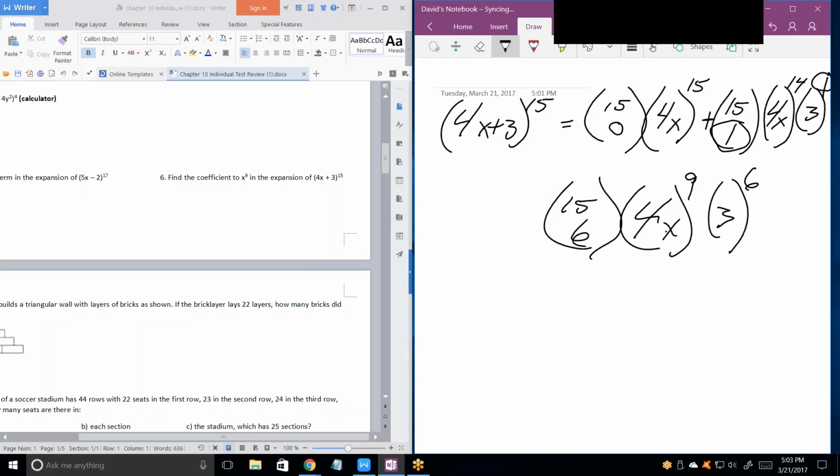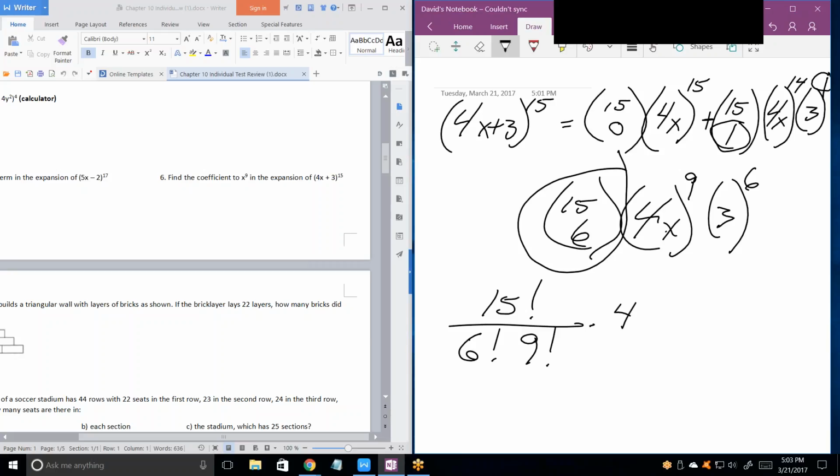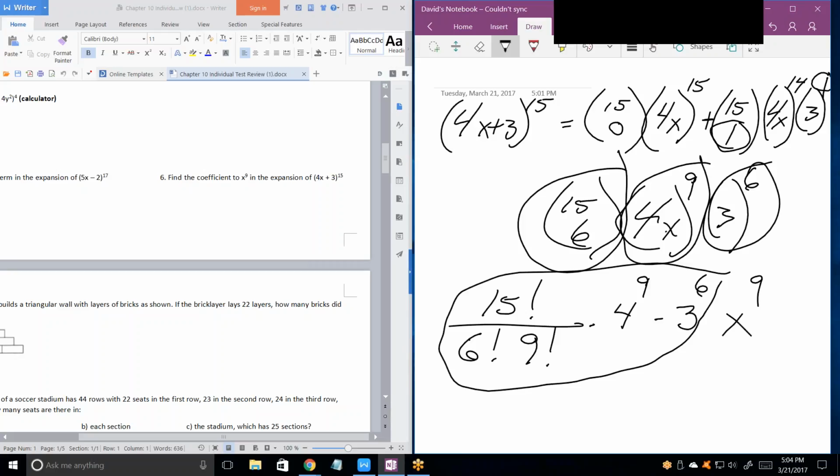And they want to know the coefficient. So the coefficient is 15 factorial over 6 factorial times 9 factorial. That's that part. And then I'm going to multiply it by 4 to the 9th power. That's that part. And then I'm going to multiply that by 3 to the 6th power, which is that part. That whole thing is the coefficient, and I'm left with an x to the 9th. So whatever that number is, that's my answer.